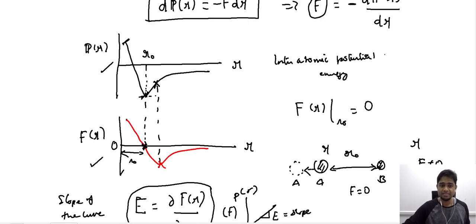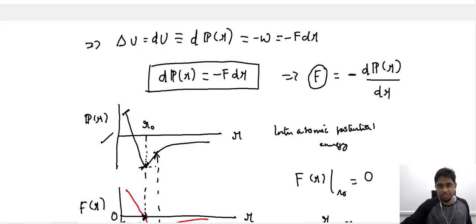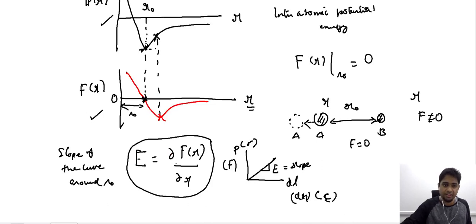Now with that understanding, we were able to graphically illustrate how the interatomic force varies with the distance separating the atoms. So what we essentially have in this representation is the force along the y-axis and the distance along the x-axis.